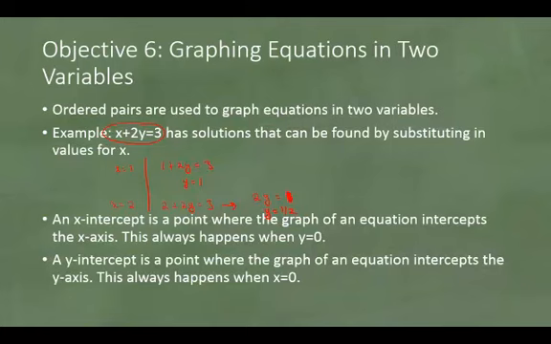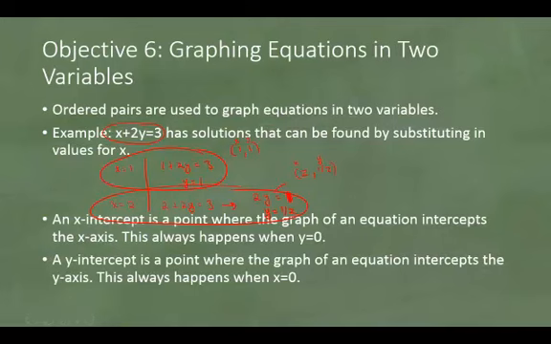So we have 2 points already. For this set of solutions, we have 1, 1 for our x and our y. And for this equation, we have 2, 1/2. Again, our x was 2, and then we found our y was 1/2.